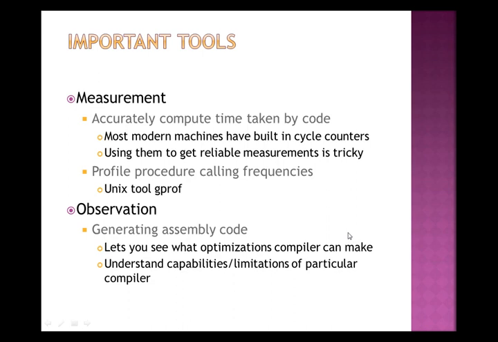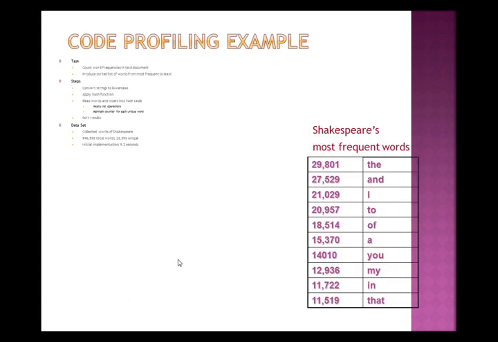Then observation: generating assembly code. The next tool is observation, that is, how to generate or get the assembly code, that is, in assembly language. It lets you see what optimizations the compiler can make. Understand the capabilities and limitations of a particular compiler. That is your observation. That means the analysis part.